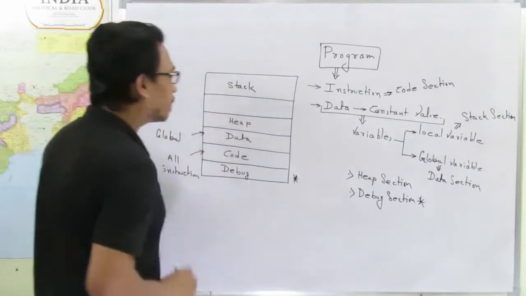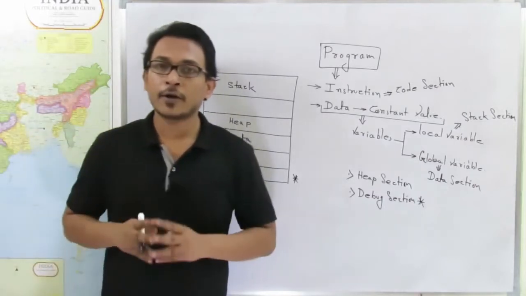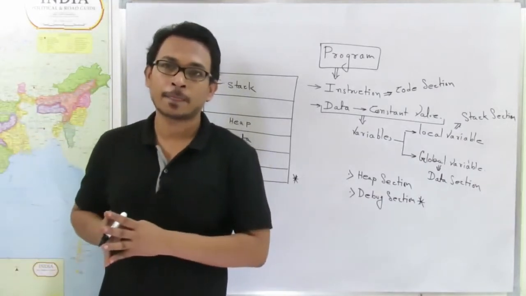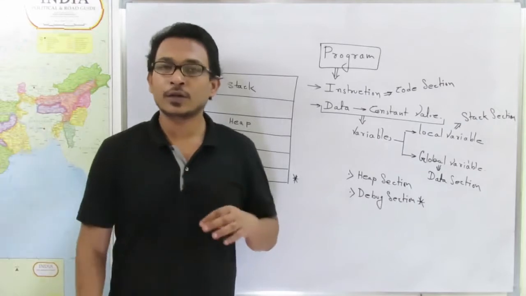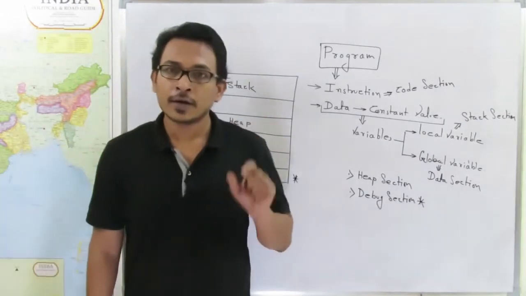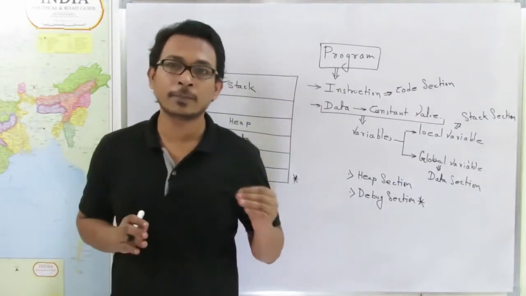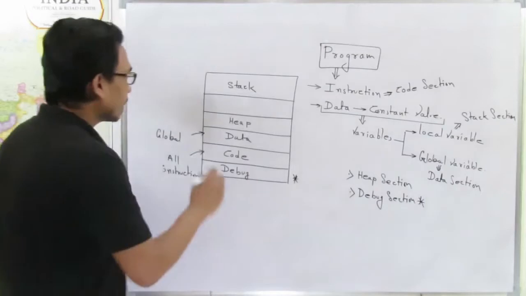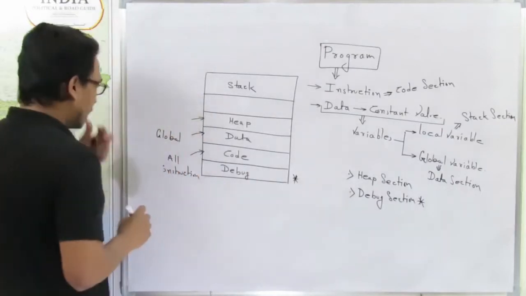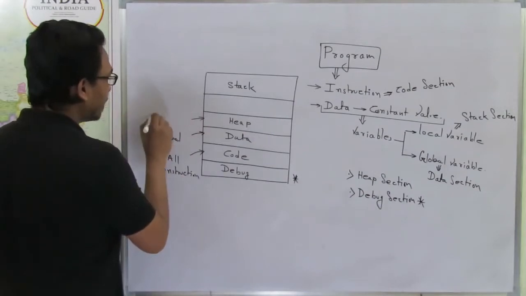Now, what is the purpose of this heap section? This heap section is used to allocate memory at runtime. That means when we use dynamic memory allocation, at that time we will learn the heap section in detail. For now, we skip the heap section as well. For now, we just know that this heap section is used to allocate memory at runtime.